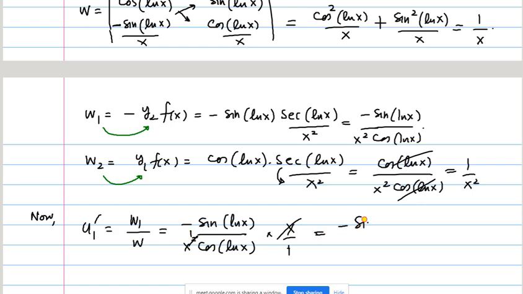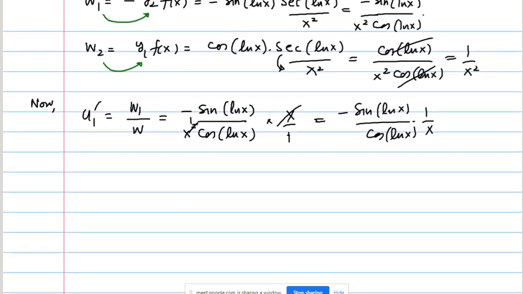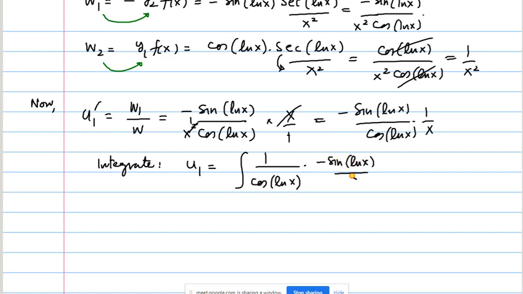So minus sine log of x over cosine log of x into 1 over x. This is what we do. Now if I integrate directly from here, I get u1 is equal to the integral of 1 over cosine log of x into minus sine log of x over x dx.